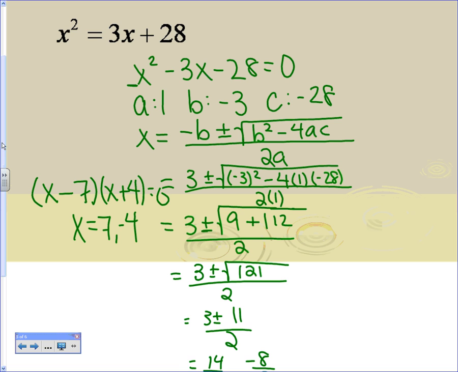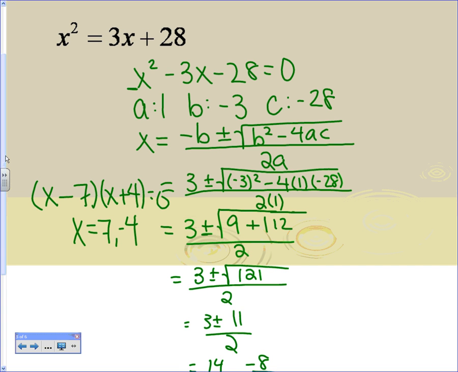If it says use quadratic formula, you have to use quadratic formula. If it says completing the square, you have to do completing the square. You can use another method to check it. If it says solve, I don't care. If it says solve by completing the square, you have to do the completing the square.